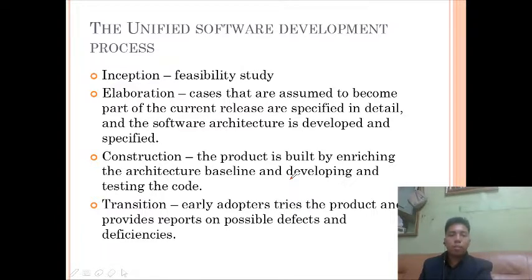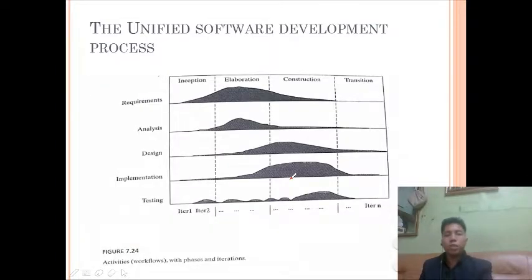So it means that the product is built by enriching the architecture baseline and developing the testing code. Next then is transition, in which early adopters try the product and provide reports on possible defects and deficiencies. So here is the table in which cycles or iterations are shown.